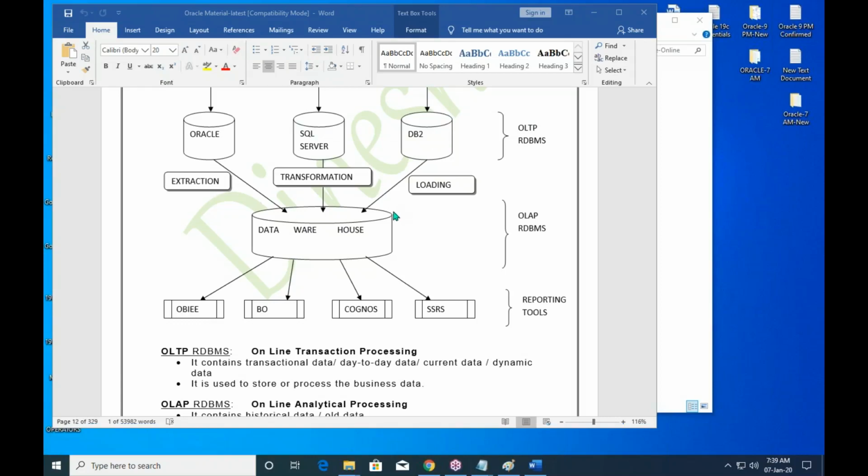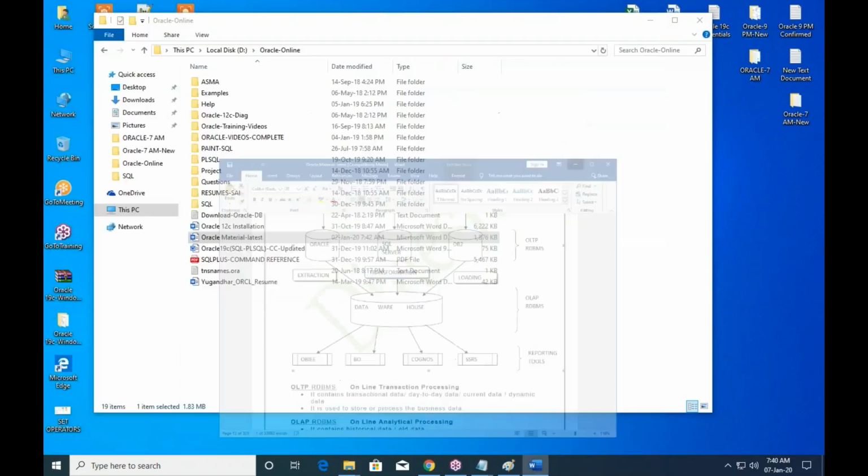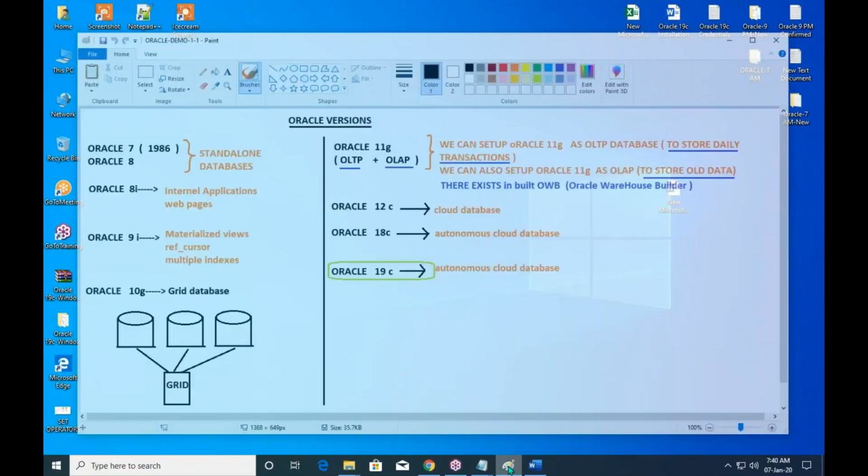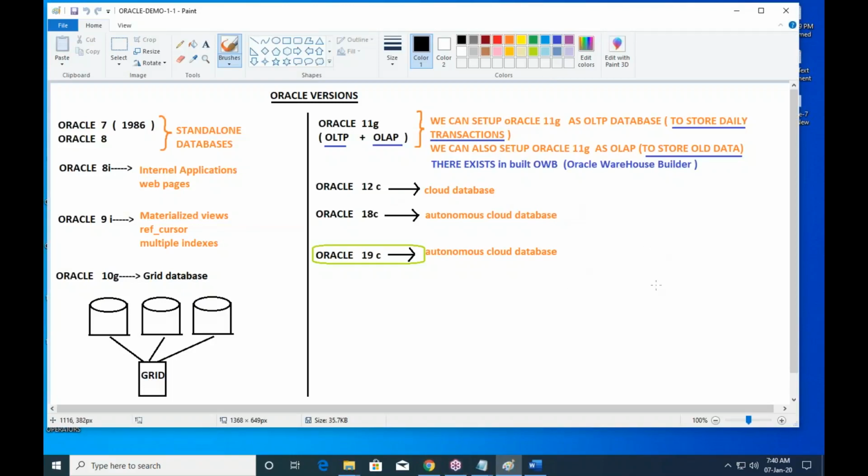The people who are working at a data warehouse are known as data warehouse developers, ETL developers. ETL: extraction, transformation, loading. That is a different part. Now we are learning about OLTP development. Understand? Okay. Now let me come to our Oracle versions.